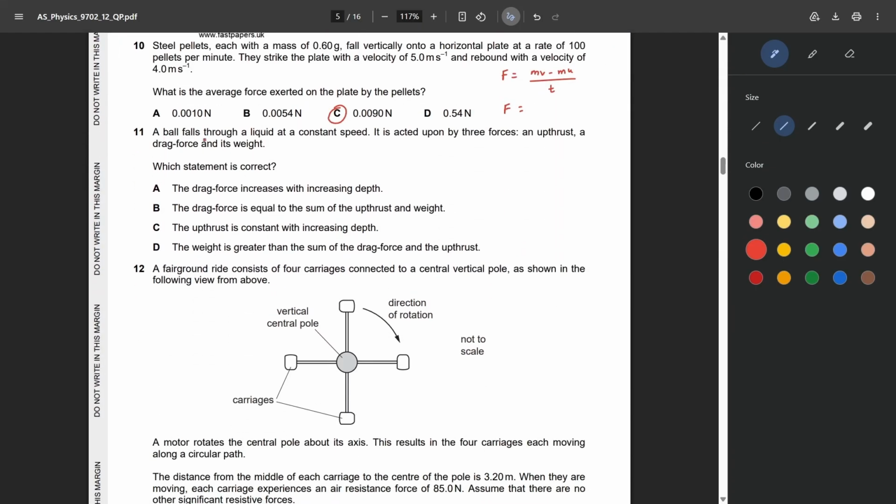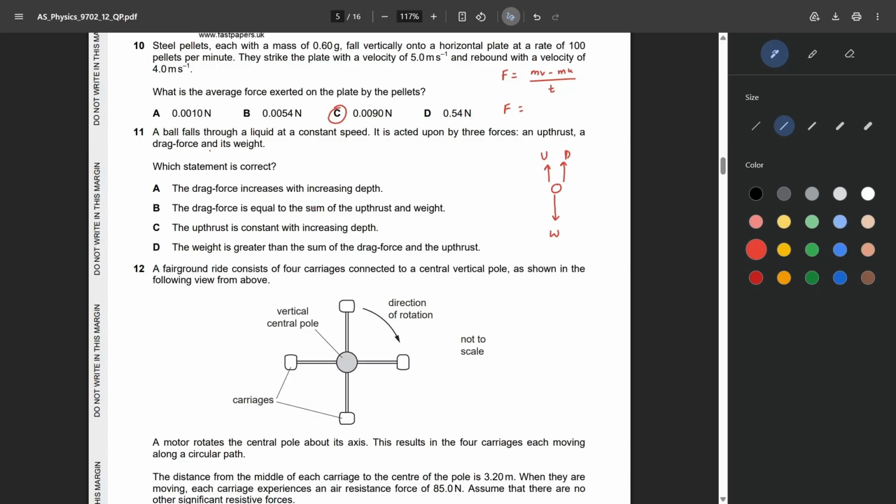A ball falls through a liquid at a constant speed. It is acted upon by three forces: an upthrust, a drag force, and its weight. Which statement is correct? Okay, so a ball falls through a liquid at constant speed. Assuming this is the ball falling into the liquid, it has its weight acting downwards, an upthrust acting upwards, and drag force acting upwards. Okay, so the statements are: the drag force increases with increasing depth.